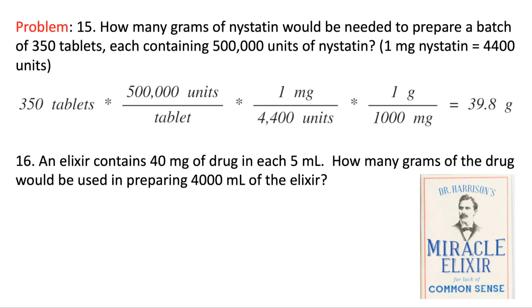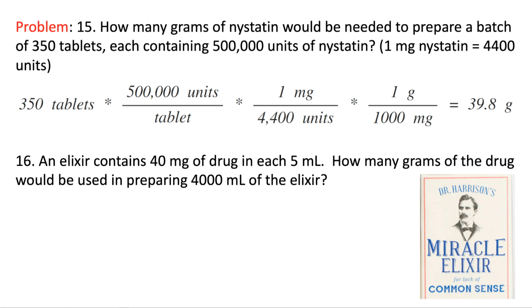All right, let's move on to number 16. It says, an elixir contains 40 milligrams of drug in each 5 milliliters. How many grams of drug would be needed to prepare 4,000 milliliters of this elixir? Well, this is a pretty easy question for you, hopefully, at this time. So I thought this would be a good time to use Dr.